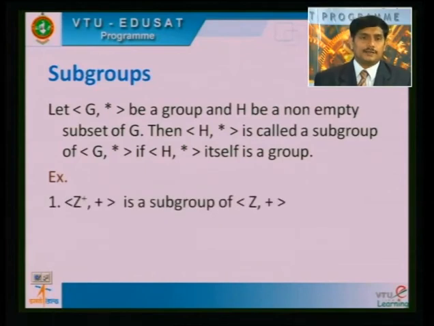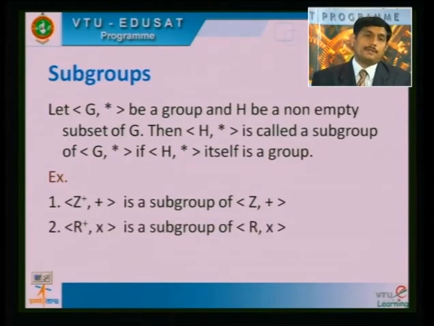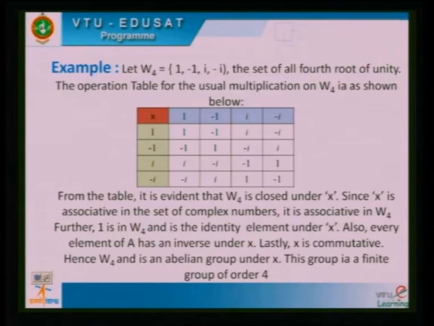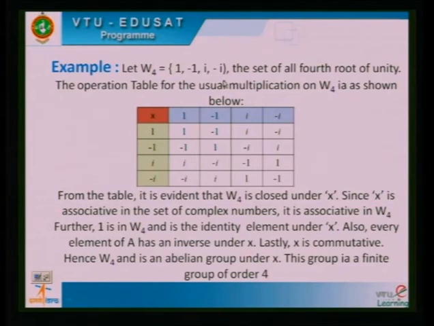We can define it in another way. This is Z plus under the operation, the positive integers. Here, integers, you know, form a group under addition; only the positive integers is also a subgroup under addition under certain conditions. And the positive real numbers are also a subgroup under real numbers. This is one best example: a group first, then a subgroup also. Here let W4 equal 1, minus 1, i and minus i, known as the fourth roots of unity. And in this we can take two elements, 1 and minus 1.